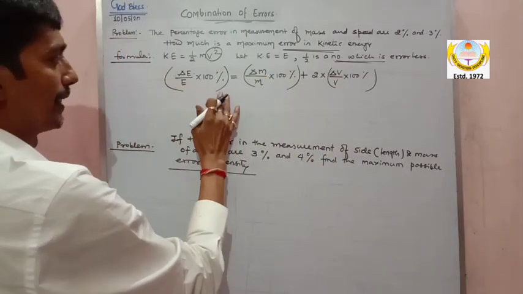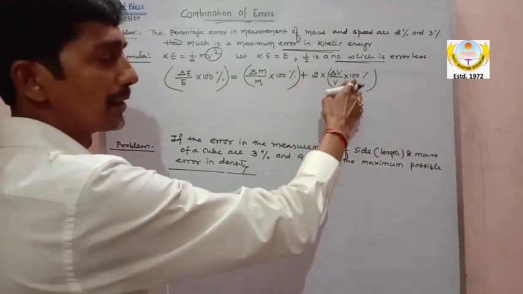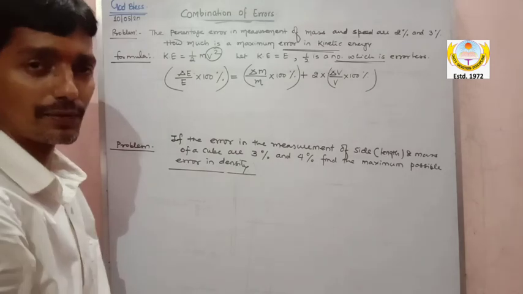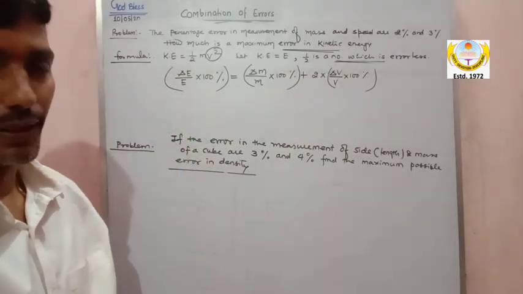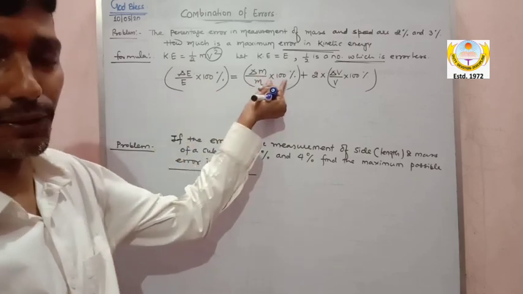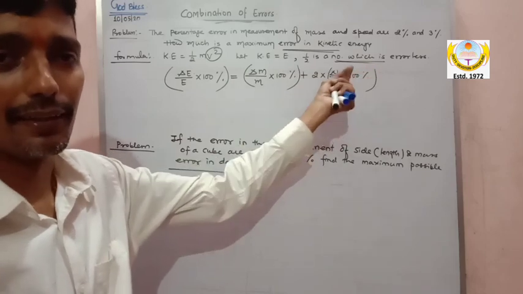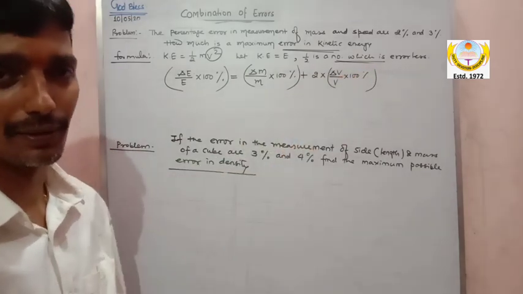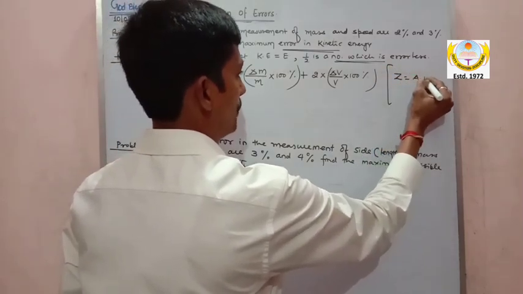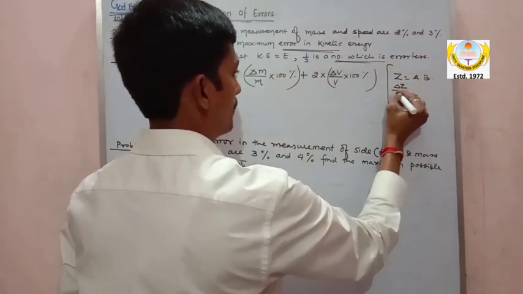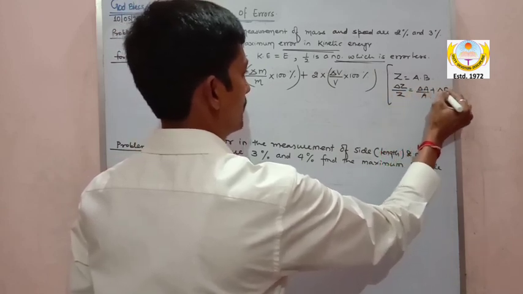That is, percentage error in kinetic energy is equal to percentage error in mass plus 2 into percentage error in velocity. I hope it is clear. Or, relative error in kinetic energy is equal to relative error in mass plus 2 into relative error in velocity. Simple. For a product form, Z equals A into B, delta Z by Z is equal to delta A by A plus delta B by B.